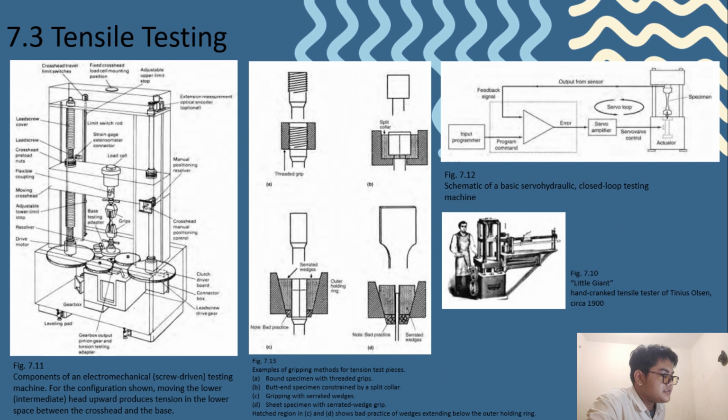Next we get 7.3, tensile testing. Next to hardness testing, mechanical testing of a specimen under tension is by far the most common type of mechanical test that is performed. The properties derived from tension testing are as described.